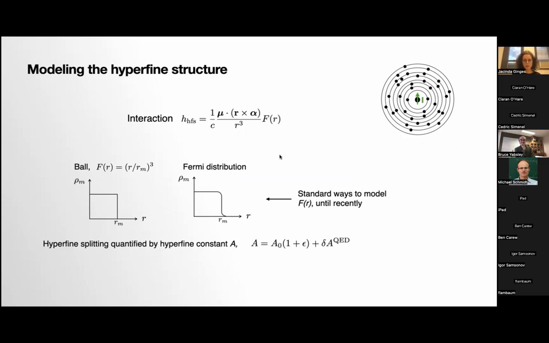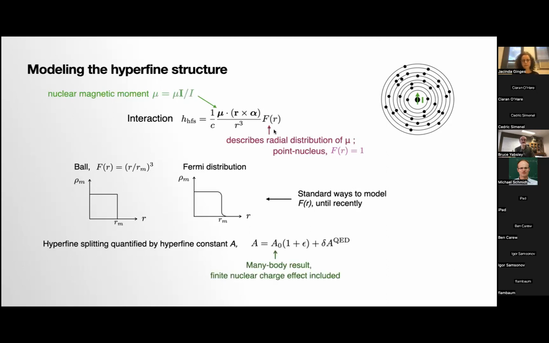In fact, I think I'm going to point all this out in a moment. Yes, that's the nuclear magnetic moment, which is proportional to the nuclear spin. This F of R describes the radial distribution of the nuclear magnetic moment across the nucleus. If you just consider a point nucleus, F of R is just 1. But if not, then it's going to be varying from 1 within the nucleus.